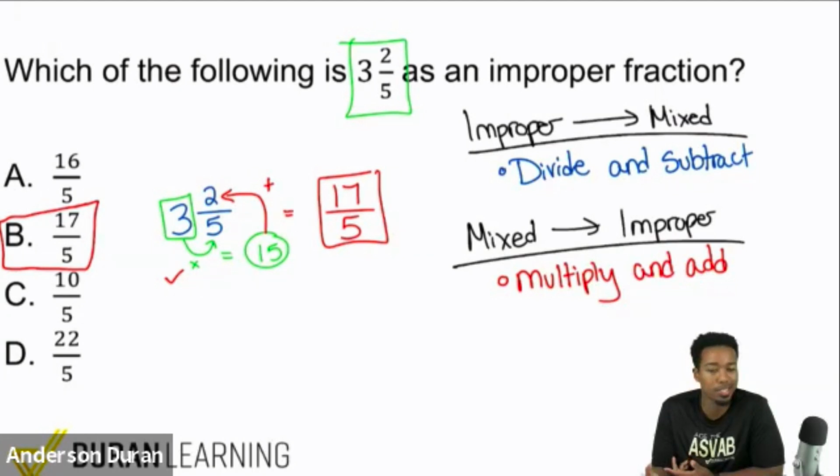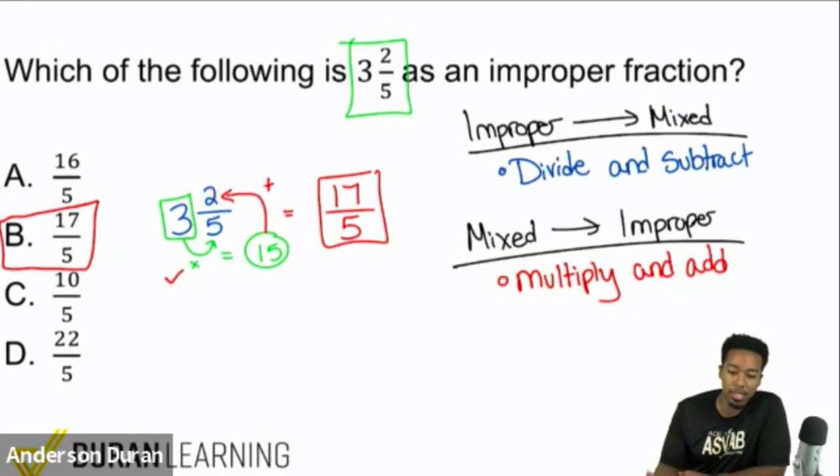Like, it's that simple, right? So that's the idea there. Mixed number, a mix between a number and a fraction. Improper fraction, it's improper. You got more than what you have. You got more than what you need, exactly.